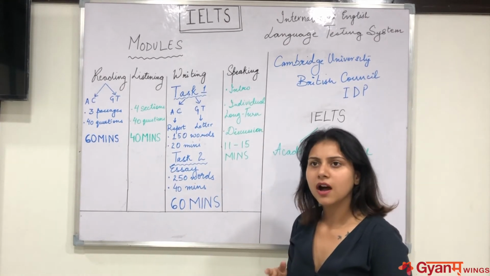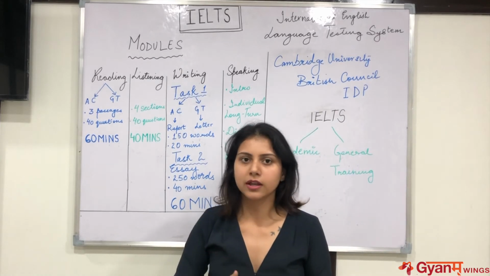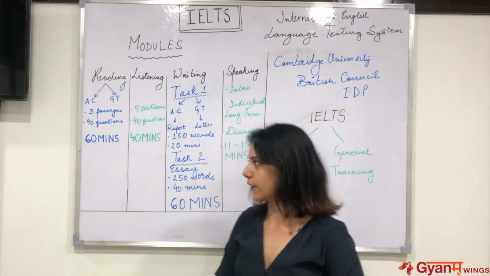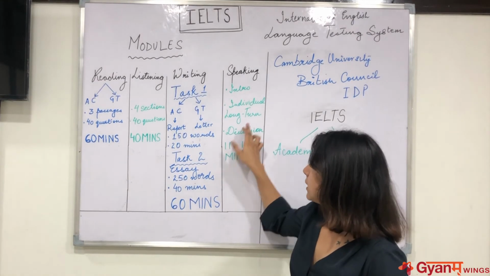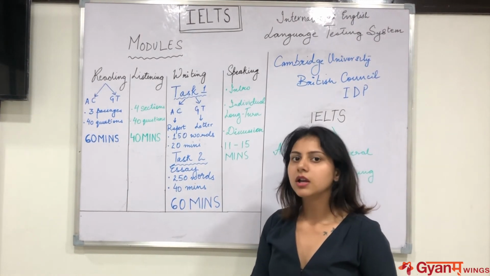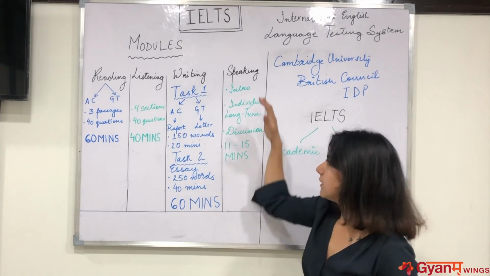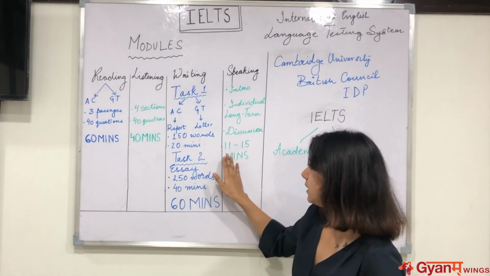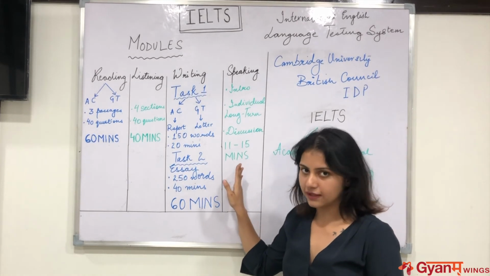The topics of the cue card are quite simple and general, like your favorite movie or your favorite book. In the third part, the same topic would be continued and you would have a discussion with the examiner in the form of questions and answers. This whole interview lasts for 11 to 15 minutes.